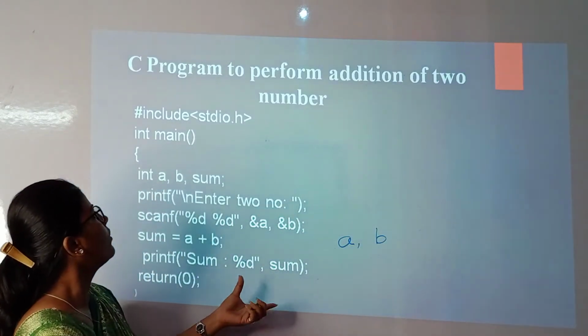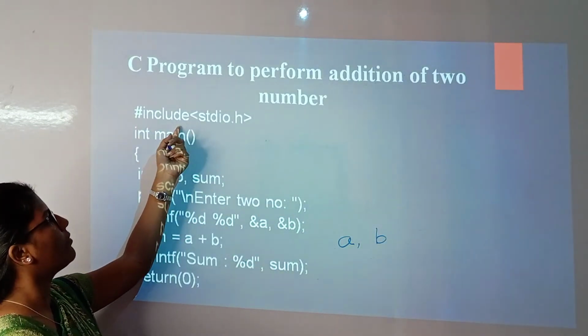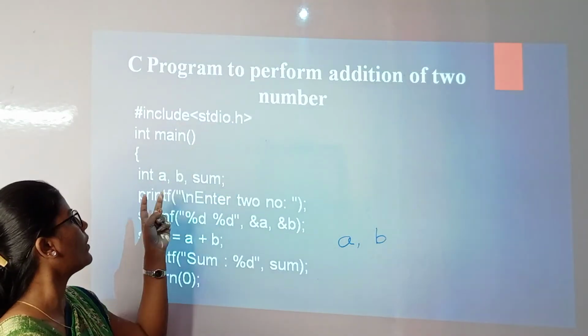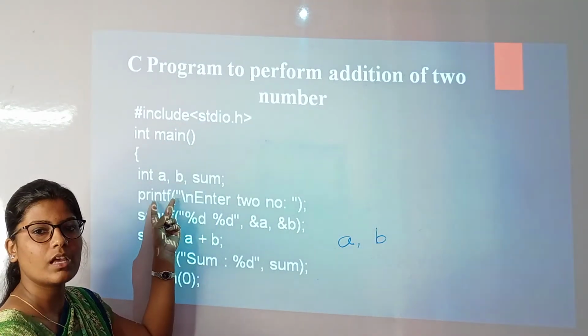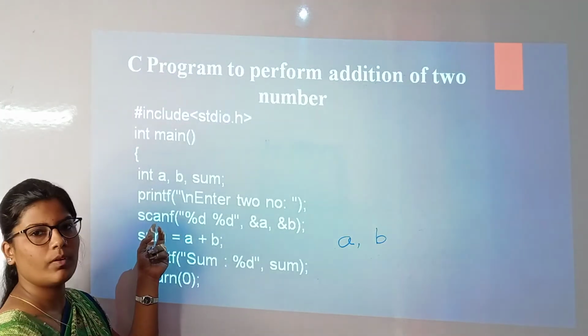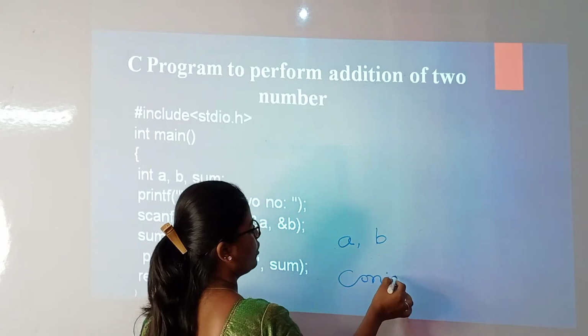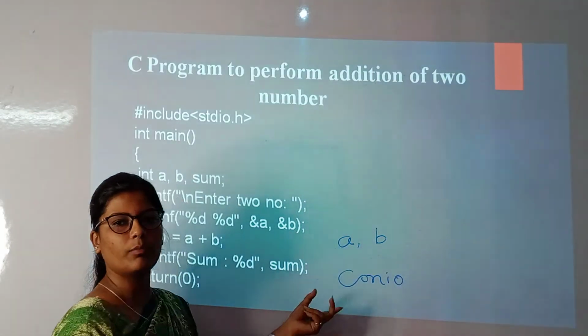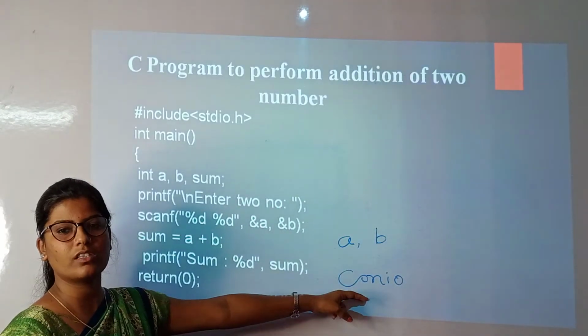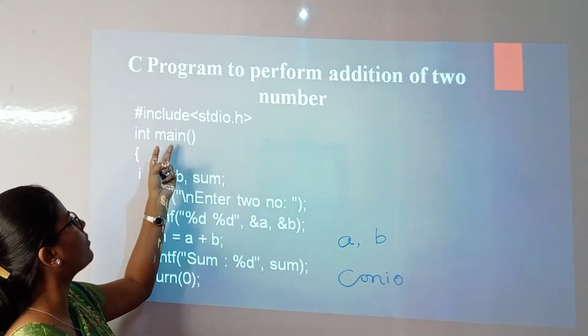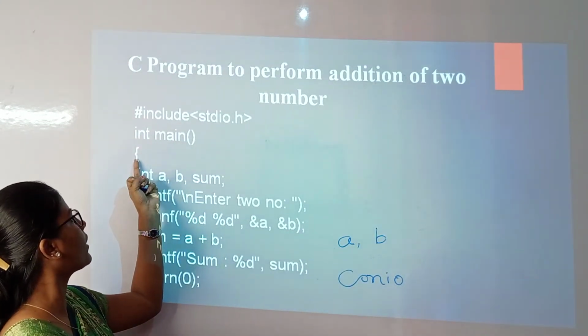First, we define the header file stdio.h, which consists of input output functions, which means printf and scanf functions. Another header file is conio.h, whose long form is console input output, which consists of the getch function. Here we define our main function, curly bracket open.